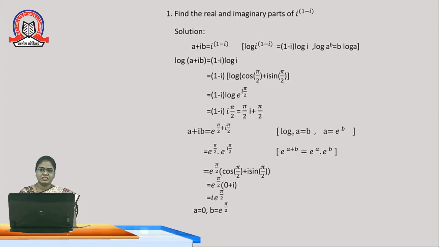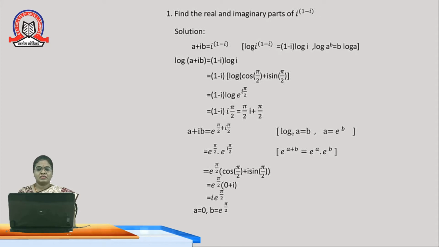After that we convert it into exponential form, because log and exponential cancel each other: log e power a equal to a. Using that we get 1 minus i into i pi by 2. Multiplying 1 minus i into i pi by 2, we get the answer pi by 2 i plus pi by 2. Now, log of a plus ib we got as pi by 2 i plus pi by 2.